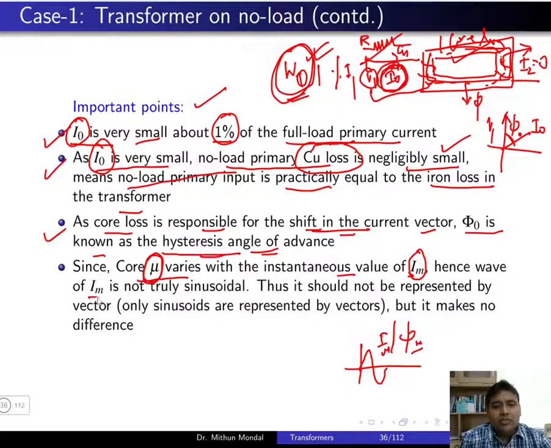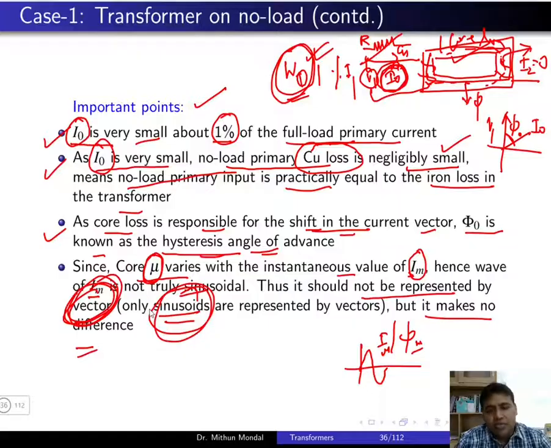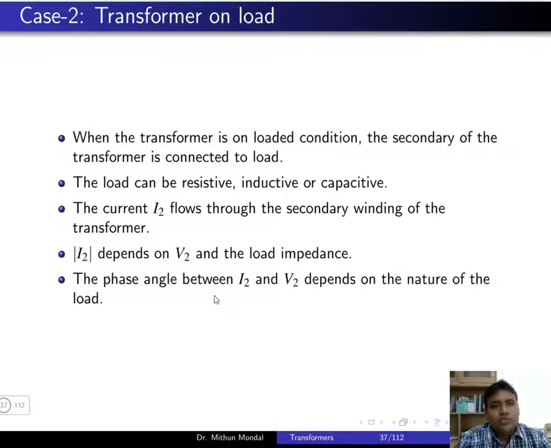Hence, Im is not truly sinusoidal, thus it should not be represented by a vector, because vectors are used only for sinusoids. But it makes no difference. Hence, we can represent this current as a sinusoidal quantity only. So, we will assume that the permeability of the core is a constant quantity, which is not so in general. So these were the important points to be discussed.